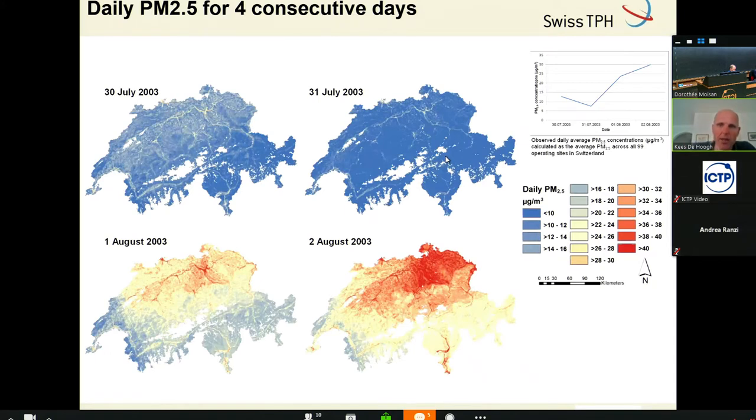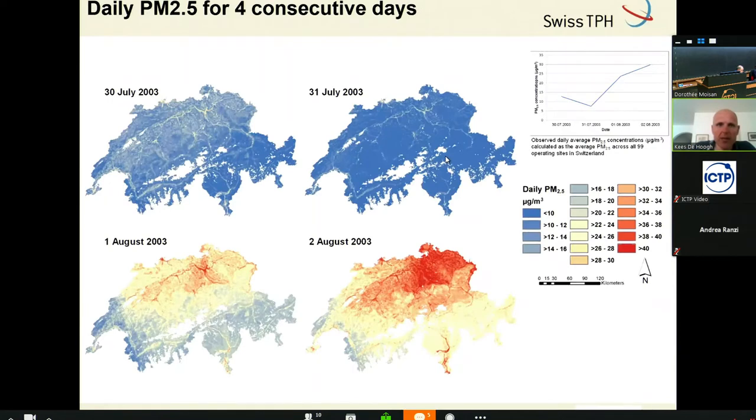And we see some very interesting patterns of air pollution. I don't know whether you know Switzerland, but around the 1st of August it's the Swiss National Day, where they light lots of fireworks. So this is most likely the effect of fireworks lighting off in Switzerland around those days.